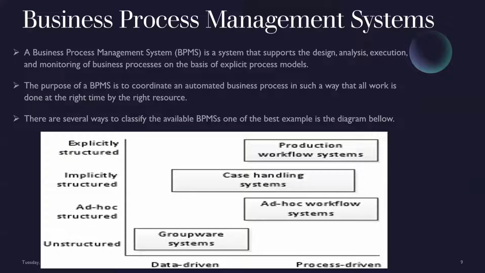And there are different types of business process management models which are used, but I would say one of the originate and the older types of process management is known as workflow management system, which is focused on modeling and execution, and did not very well support the other phases of the BPM life cycle. So for that, the BPM life cycle proposed is to coordinate an automated business process in which all the work is done at the right time and by the right resources.